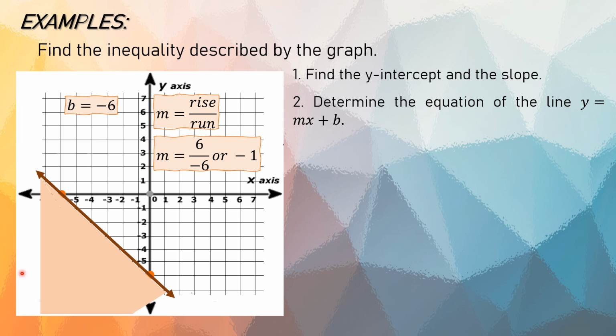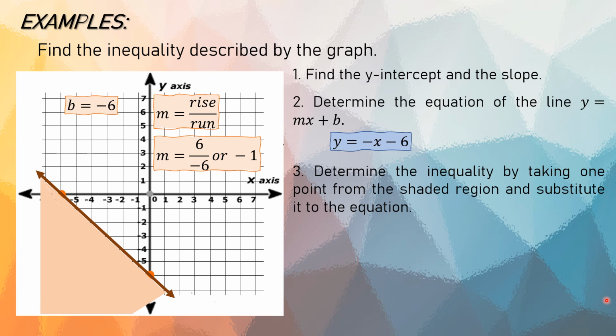Determine the equation of the line y equals mx plus b. Again, ito yung ating equation of the line. Since meron na tayong value ng m at ng b, isubstitute lang natin kaya magiging y equals -x minus 6. Third step is to determine the inequality by taking one point from the shaded region and substitute it to the equation.